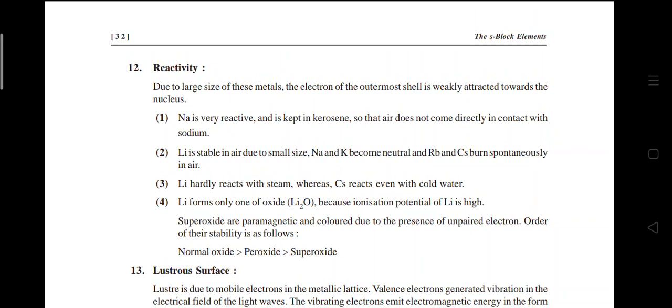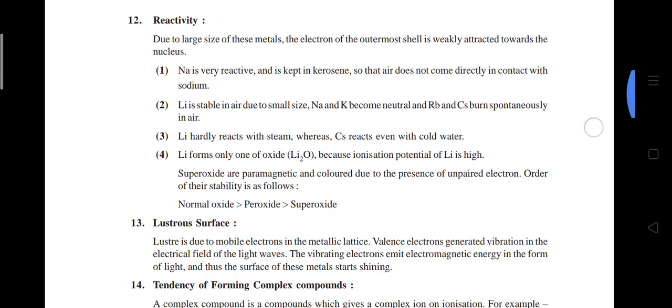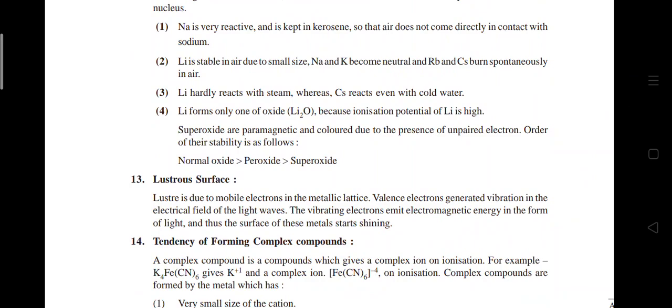Sodium and potassium become neutral and rubidium and cesium burn spontaneously in air. Lithium hardly reacts with steam, whereas cesium reacts even with cold water. Lithium forms only monoxide because the ionization potential of lithium is high. Superoxides are paramagnetic and colored due to the presence of unpaired electrons.